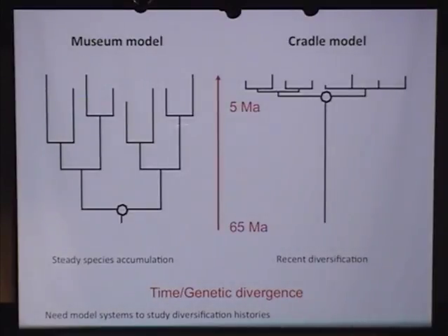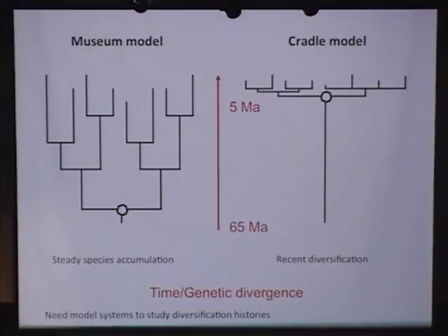These could be called a museum model and a cradle model. And so these are just two kinds of diversification scenario. In this one, you might expect that these forests have been around 65 million years. There's been ample time to accumulate diversity.